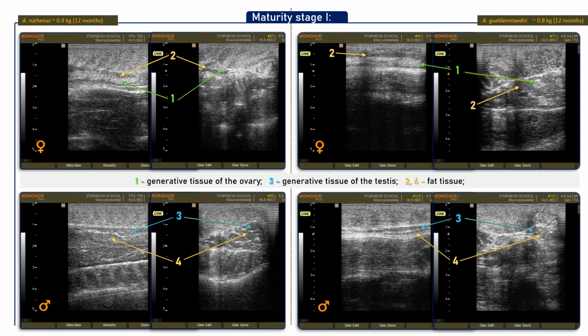It should be noted that differences in the dynamics of gonadogenesis in sturgeon species and hybrids with different maturation rates are well manifested already at this stage of maturity. The slide shows sonograms of gonads of 1-year-old sterlet, left, and Russian sturgeon, right. It is easy to see that sterlet yearlings, despite their smaller mass, have better developed gonads characterized by more intensive development of generative tissue.